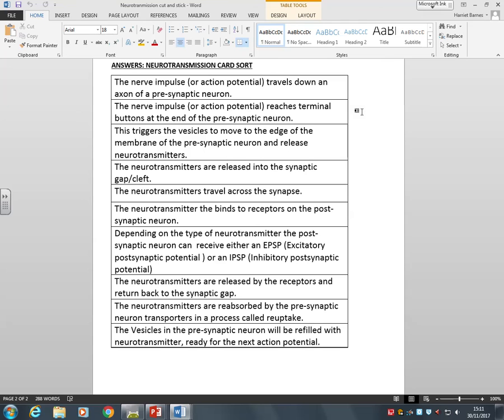and then this is summation. Depending on the type of neurotransmitter, the postsynaptic neuron can receive either an excitatory or an inhibitory action potential. So we're talking about inhibitory or excitatory summation. The neurotransmitters are released by the receptors and returned back to the synaptic gap. The neurotransmitters are reabsorbed by the presynaptic neuron transporters in a process called reuptake, and the vesicles are refilled with neurotransmitters.